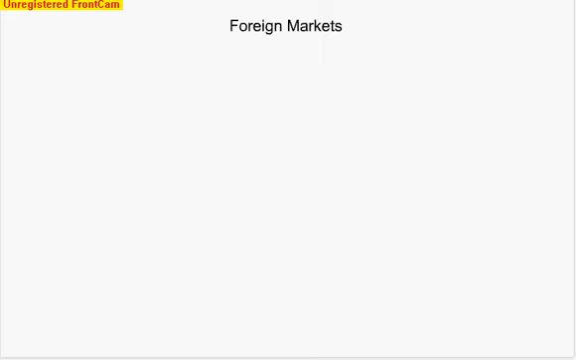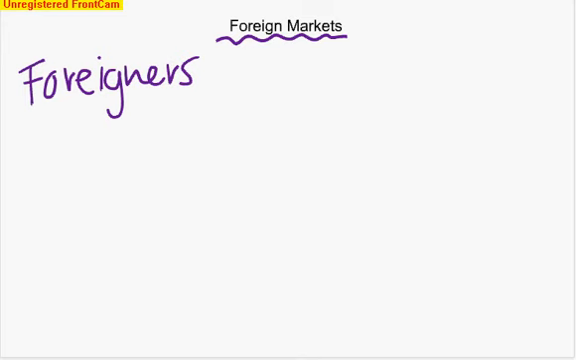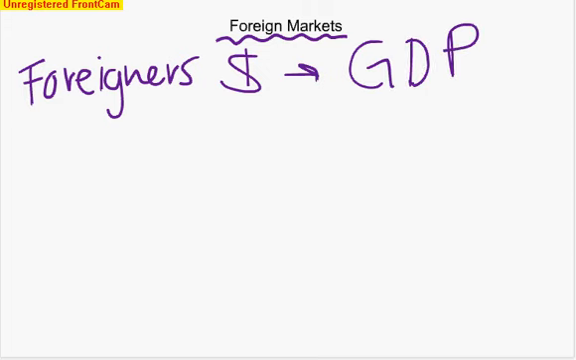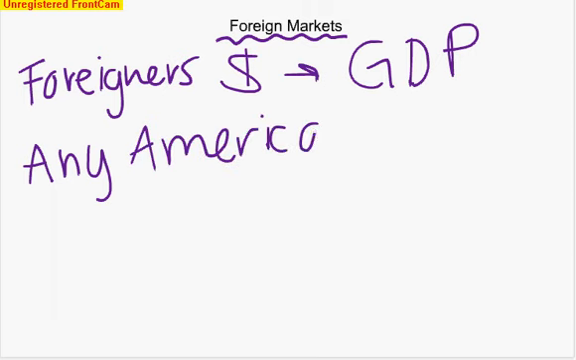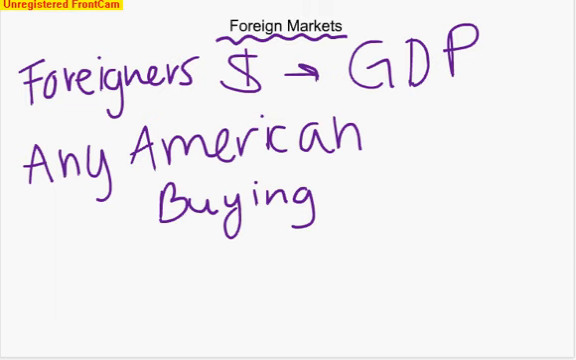So finally, not shown explicitly in the diagram, is the impact of the foreign sector or foreign markets. We have foreigners spending money on our exports, which adds to our total GDP. And we also make purchases and buy imported products. So anything that any American is buying overseas is also going to play a role in, and impact, our circular flow model.